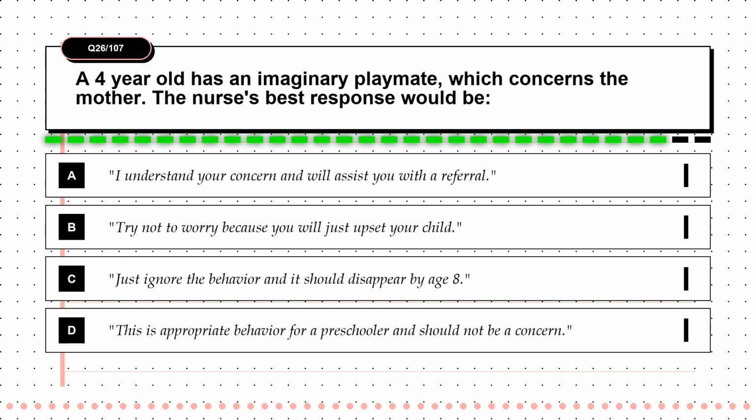Question 26. A 4-year-old has an imaginary playmate, which concerns the mother. The nurse's best response would be, here are the options. Option A. I understand your concern and will assist you with a referral. Option B. Try not to worry because you will just upset your child. Option C. Just ignore the behavior and it should disappear by age 8. Option D. This is appropriate behavior for a preschooler and should not be a concern.